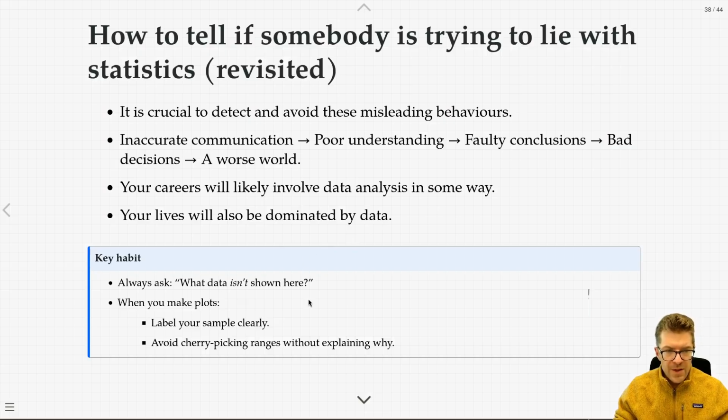A key habit to generate is asking what isn't being shown here. If I'm getting some information from this person, what is their angle and what might they not be telling me right now? And how can I go about getting that information that might not be conveyed at the moment? When you're making plots yourself, label things clearly and keep them as simple as possible, but not simpler, as the saying goes. And avoid cherry-picking ranges. But if you do, make sure that everything's documented, everything's transparent, and explanations are clear, accessible, and front and center when they need to be.